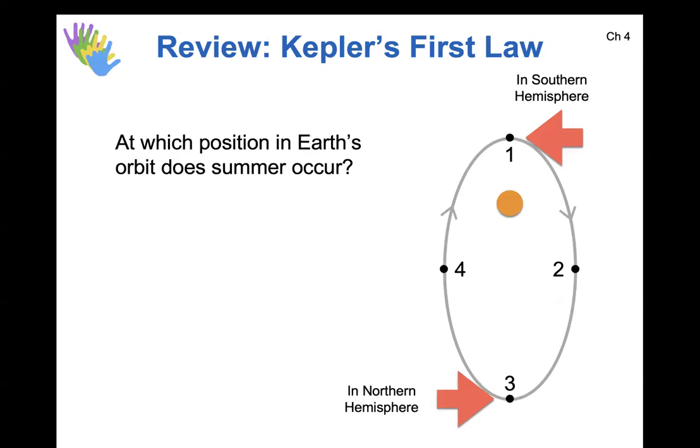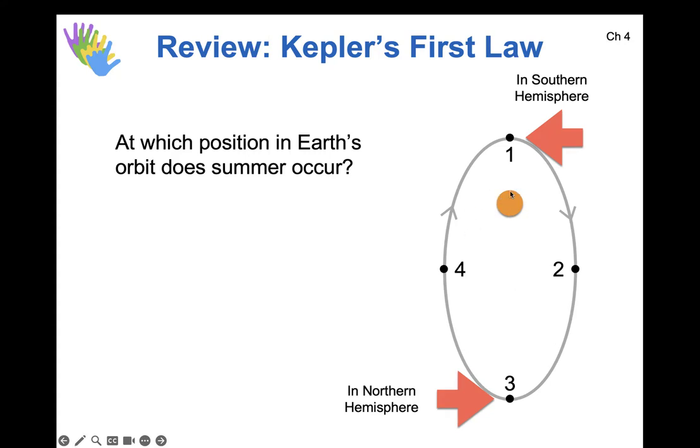tilt. All right. So to start off, I have a review question for you, which isn't necessarily entirely review, but does get you thinking about the right stuff, which is at which point in Earth's orbit does summer occur? And just to clarify, the review would definitely be the fact that we're talking about an ellipse.